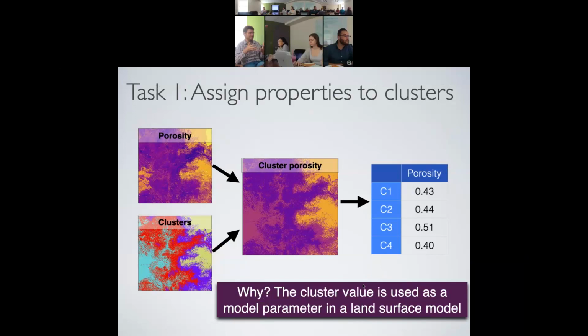So think about it: first we create these clusters, and now how do I actually construct the information for each of these tiles? Well, I have this map of porosity, and I have this map of clusters. I effectively compute the average porosity for each of those clusters. And so I end up with cluster 1 at layer 0 to 5 centimeters has a porosity of 0.43, cluster 2 has 0.44, et cetera. So I effectively come up with these characteristic properties for each of the clusters or tiles.